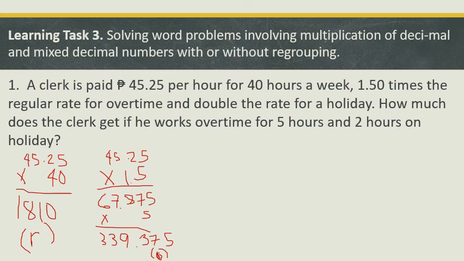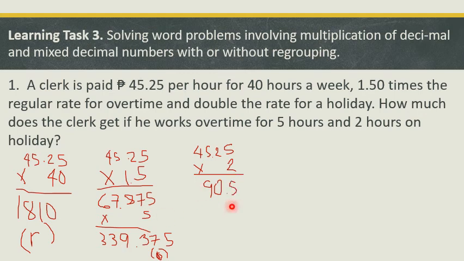So, ngayon naman, doon naman tayo sa holiday. So, ang holiday daw ay doble noong rate na yon. So, ang 45.25, doble daw niyan. So, multiply lang natin siya sa 2. So, ang 45.25 times 2 ay 90.5. So, hindi ko napapakita kung paano siya sinolve ha, kasi alam niyo naman siya paano mag-multiply.